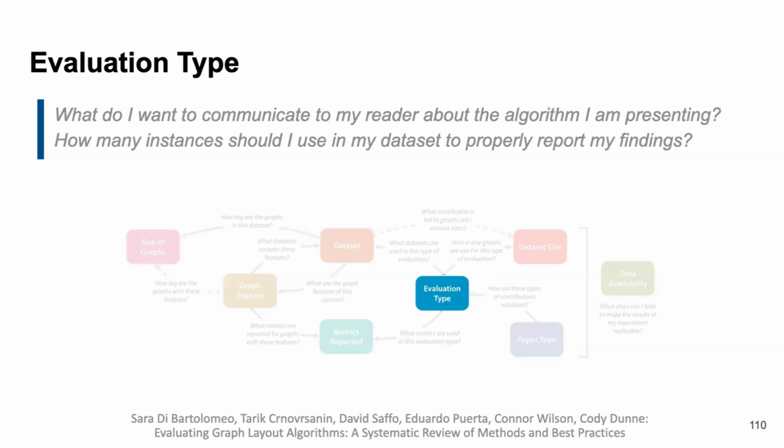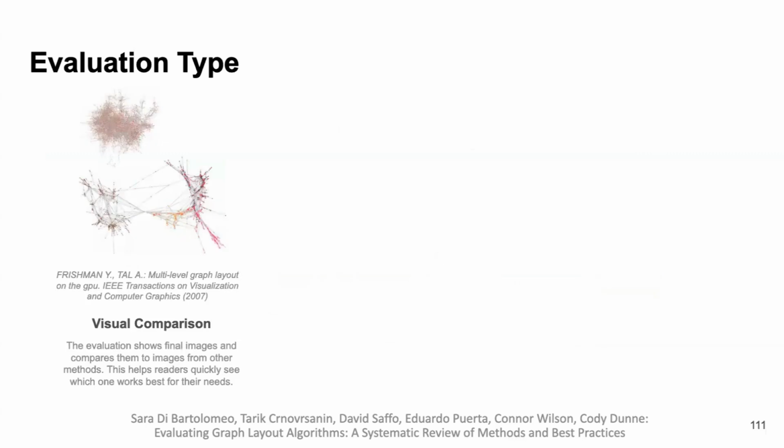What do I want to communicate to my reader about the algorithm that I'm presenting? How do I present these results? And we have discussed the visual part before. We have discussed how important it is to see immediately the results. If you're looking for something that handles particular characteristics in a picture, you can see it at a glance, right?